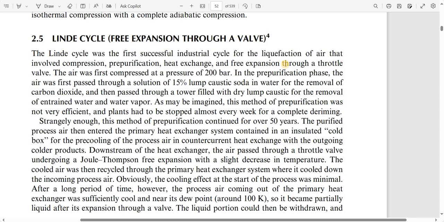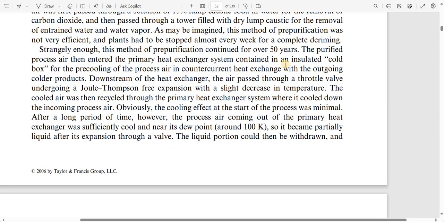In the pre-purification phase, the air was first passed through a solution of 15% lump caustic soda in water for the removal of carbon dioxide, and then passed through a tower filled with dry lump caustic for the removal of entrained water and water vapor. As may be imagined, this method of purification was not very efficient and the plant had to be stopped almost every week for the complete draining. Strangely enough, this method of purification continued for over 50 years.